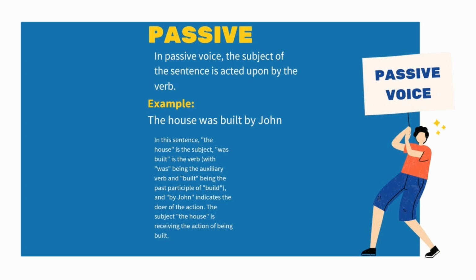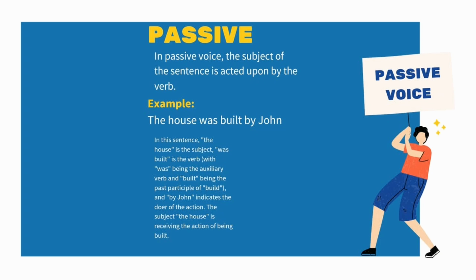Okay, so the auxiliary verb is was. The main verb is built. So you introduce an auxiliary verb together with the main verb. And by John indicates the doer of the action, otherwise called the agent.